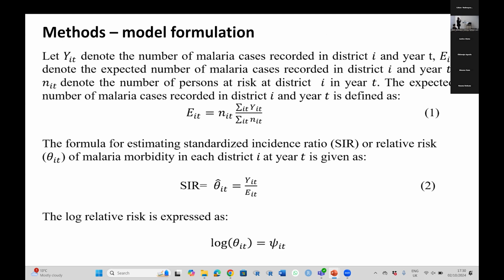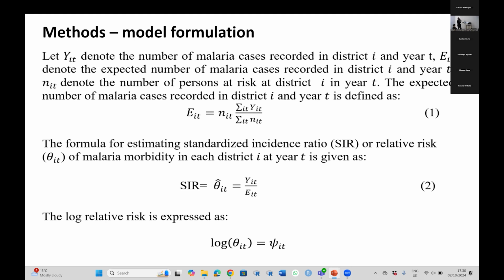Then you also have an item called N_it. The N_it here is simply the number of persons at risk in district i at time period t, or in year t. Okay, so those are the parameters that I'll need to be able to generate the SIR and then the relative risk.